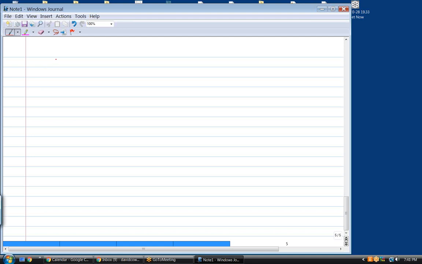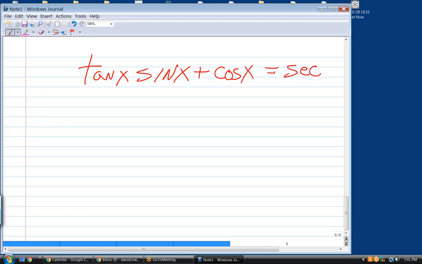So what else do you have? The next one I have is tan x sine x plus cosine x equals secant x. Okay. Clearly the left side is the more complicated side. So we're going to work with it.